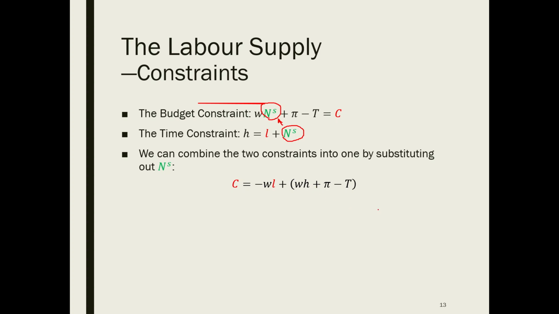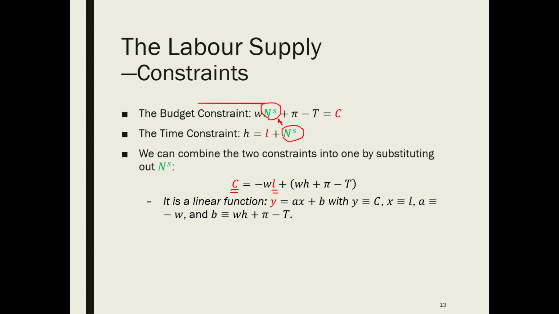You may ask, why do we write it in this particular fashion? Well, it is because we focus on the two endogenous variables, C and L, which we try to explain. C is actually a linear function of L. Compare it with the standard form of a linear equation. C is the dependent variable y, L is the independent variable x, minus w is the slope a, and the intercept is the terms inside the bracket.